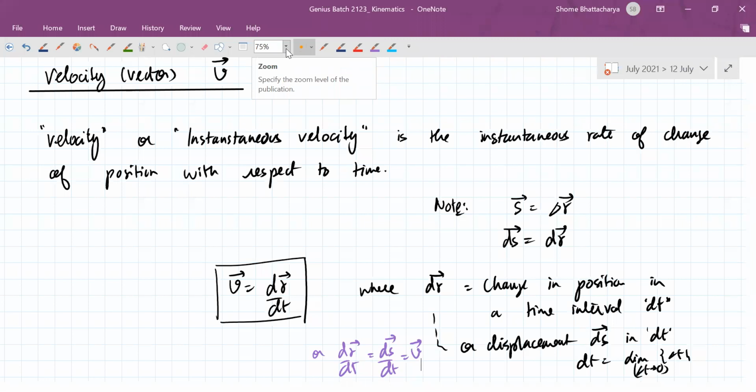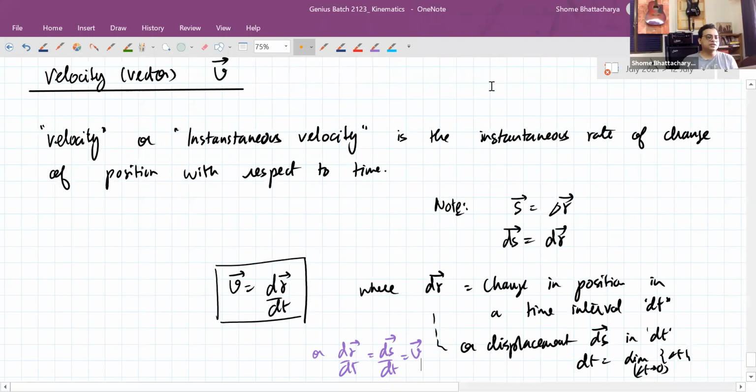So can you explain how dr by dt and ds by dt are the same? Because dr is the same thing as ds, beta. S is defined as what? Final position minus initial position. The note that I've written: in general, displacement is delta r. So what is the displacement in a very small interval? It is dr only, no? Have you understood the point now, beta? Yes, sir.